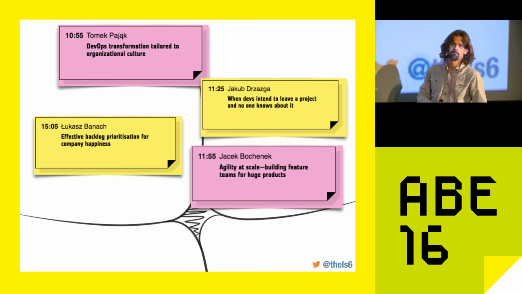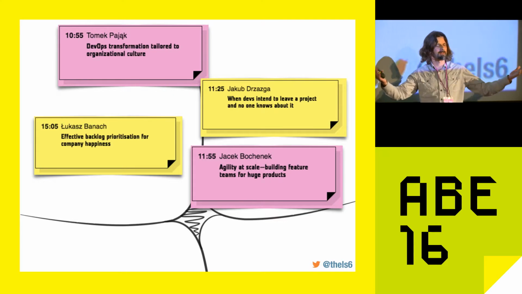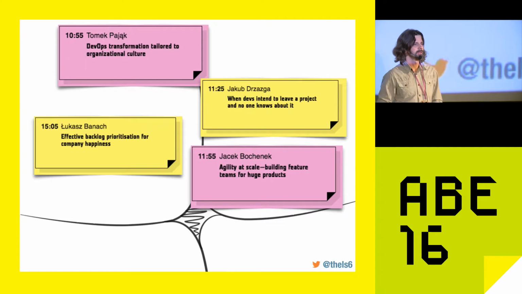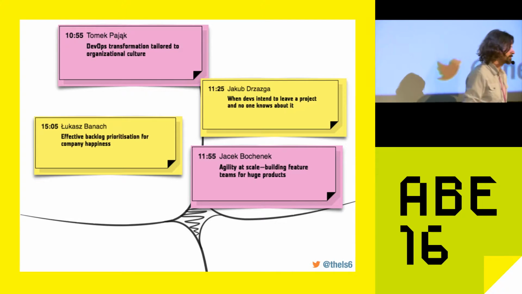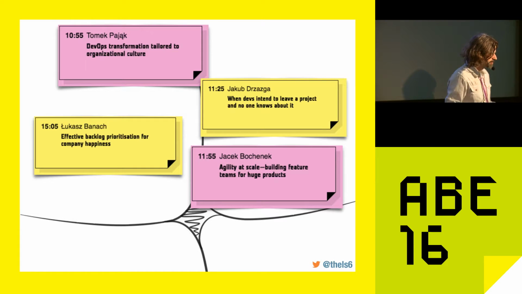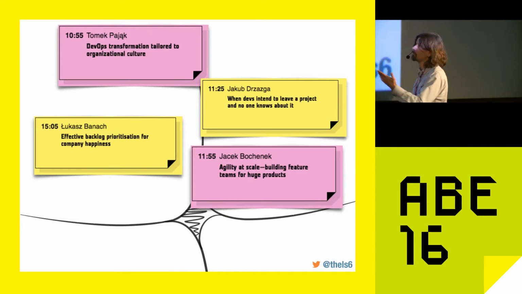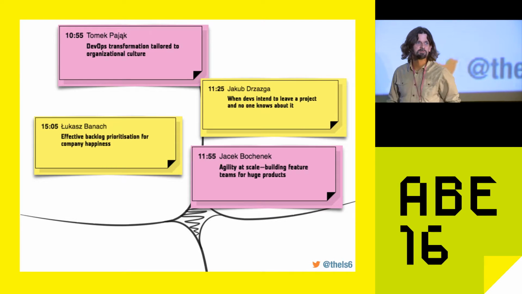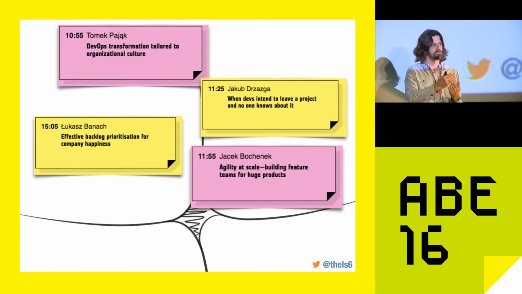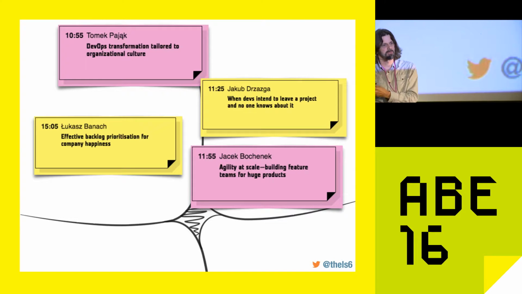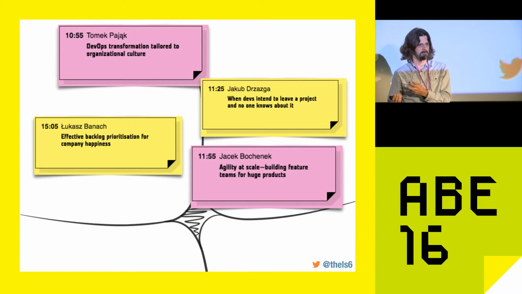So now I have a question for you. You came to this conference and you looked at the list of all the talks that you could attend. I just picked a few of them, right? DevOps transformation tailored to organizational culture. Agility at scale, building feature teams for huge products, right? You probably have seen, some of you must have attended those talks. Try to think back to when you were choosing that talk, to visit this talk and not another. Were you looking for a ready-made solution for your problem? Or were you looking for inspiration and something to experiment with?